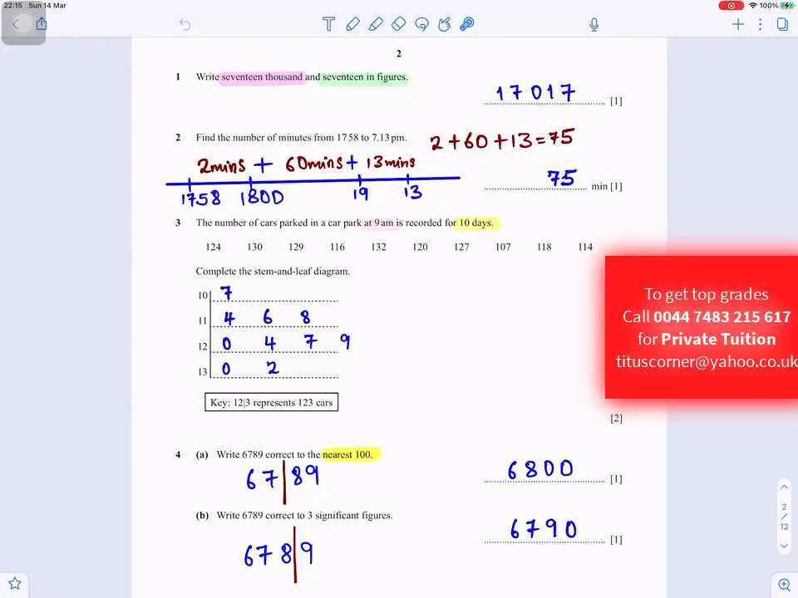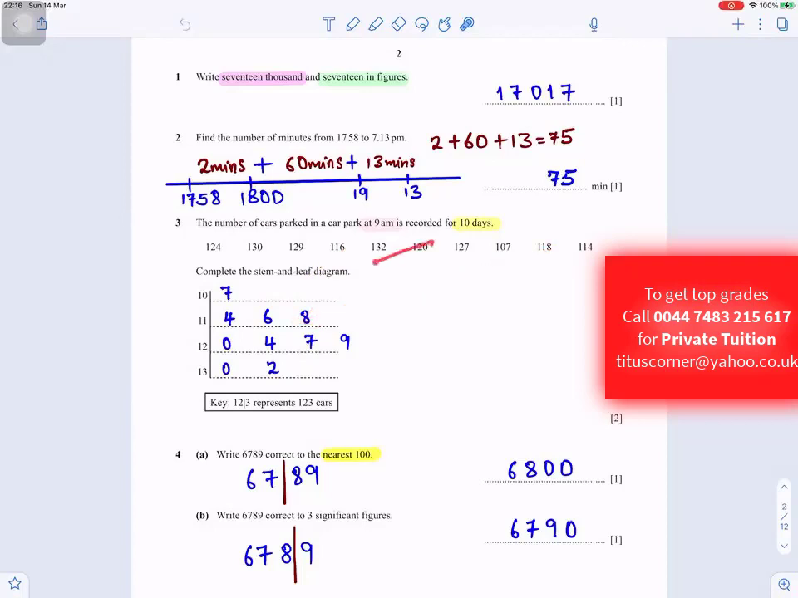Question number 3, the number of cars parked in a car park at 9 a.m. is recorded for 10 days. Complete the stem and leaf diagram. The stem goes 10, 11, 12, 13. And they've given you the key there. 12, 3 represents 123. So you look on the data, the smallest number, 10, 7. That represents 107. 11, 4. That represents 114. And the next one, 116.